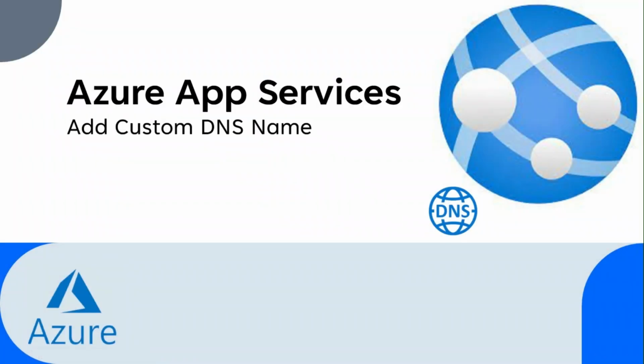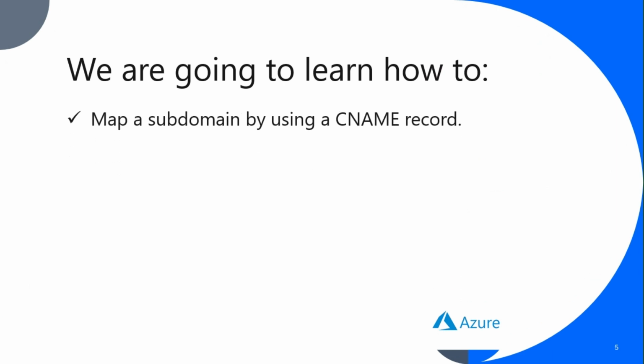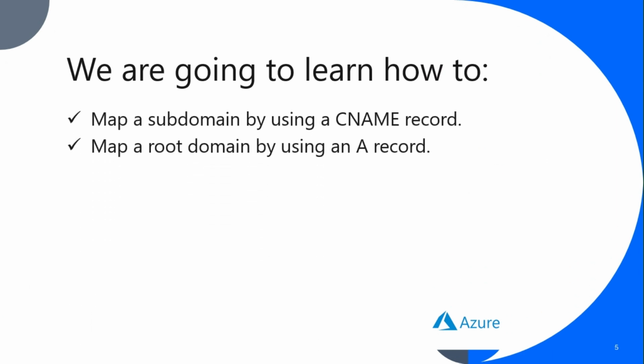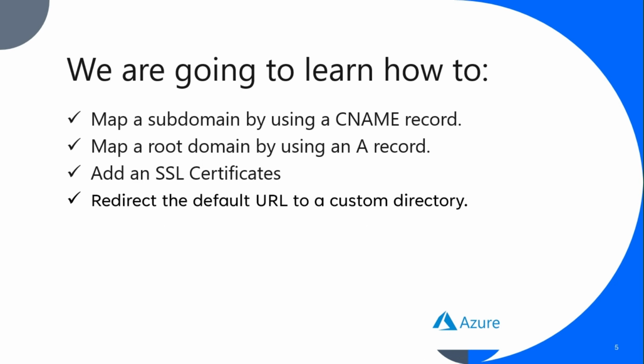Hi, in this tutorial I'll be showing how to map an existing custom domain DNS name to an app service. We are going to learn how to map a subdomain by using a CNAME record, map a root domain by using an A record, add an SSL certificate, and redirect the default URL to a custom directory.